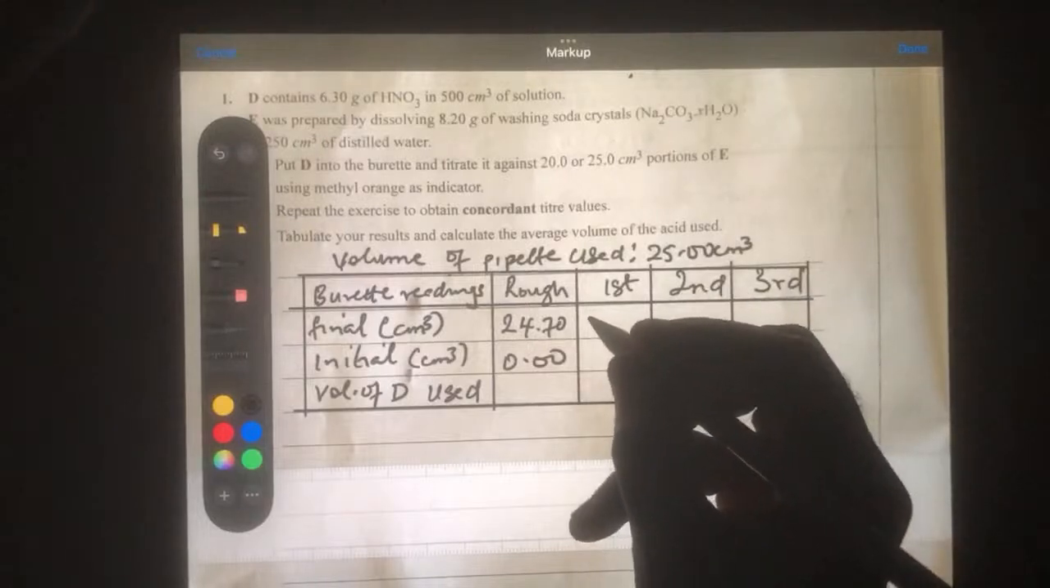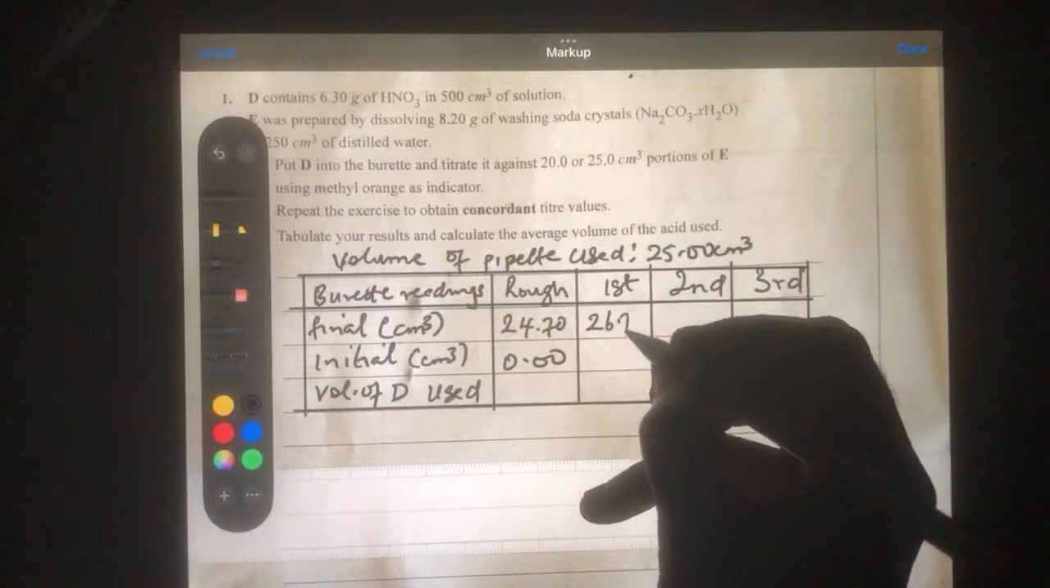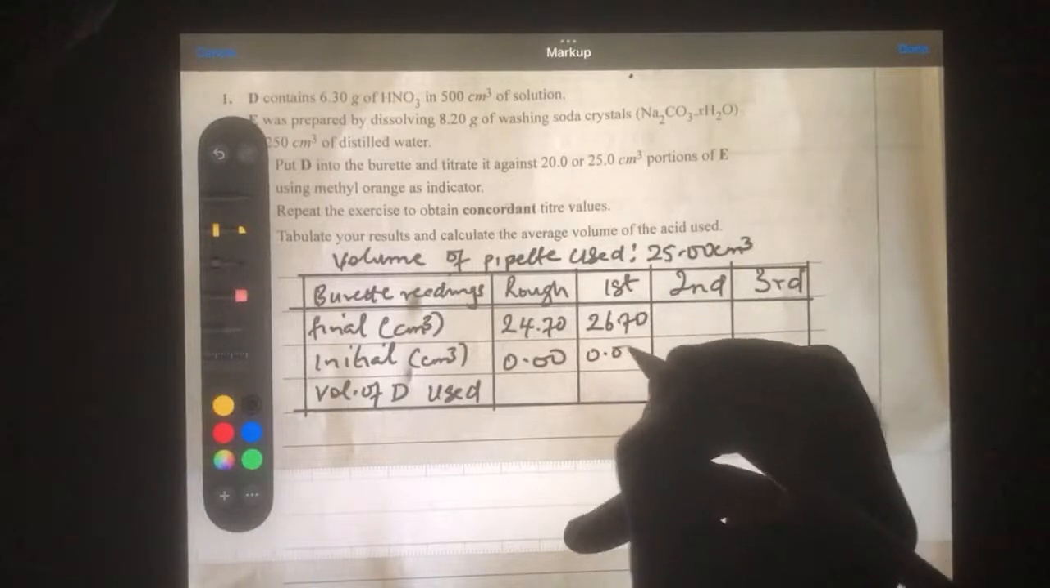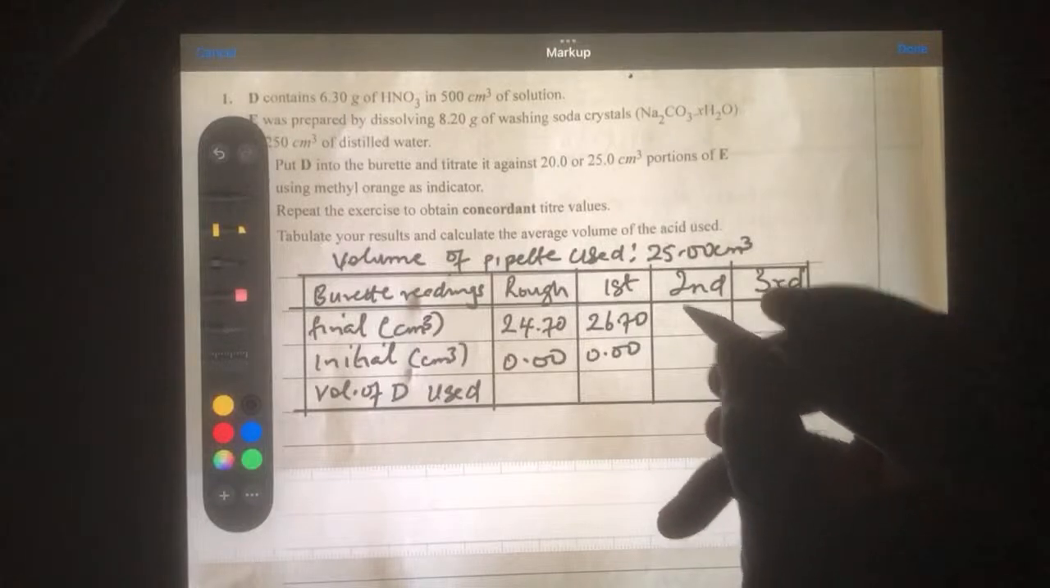Okay, my first, I got 26.70, and then, why am I writing 26?